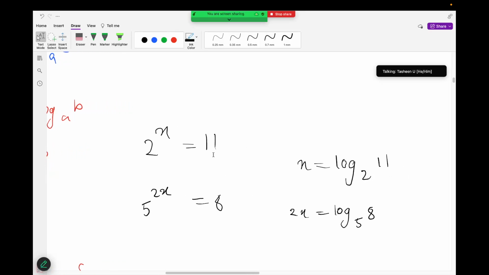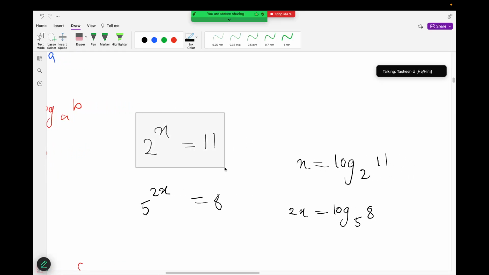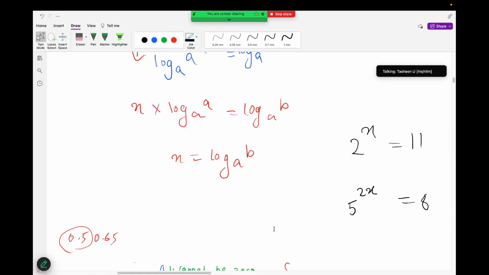So if we have exponential form and you want to convert it to log form, it will be this thing. And 5 to the power 2x equals 8 would become 2x equals log base 5 of argument 8.